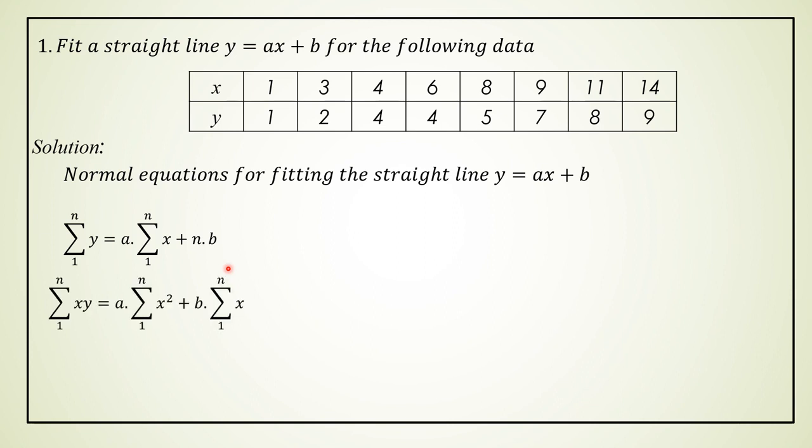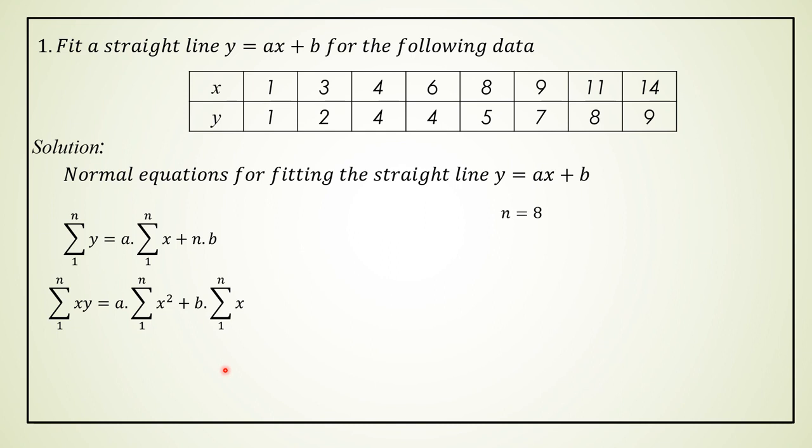And the second normal equation is obtained by multiplying x throughout and then taking the summation. Therefore, the second normal equation is summation xy is equal to a into summation x square plus b into summation x.